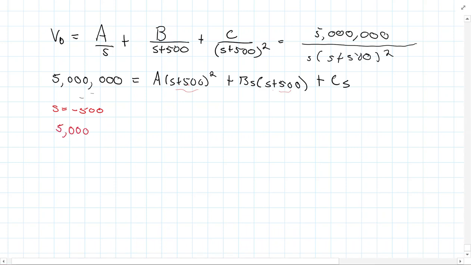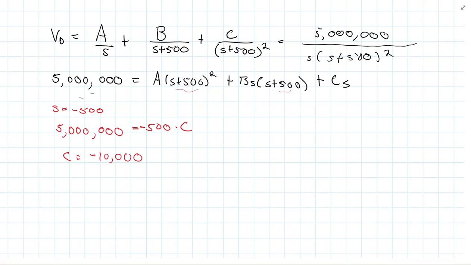5 million is equal to negative 500 times C. And then, of course, when we do that, we get negative 500C, and we get that C is equal to negative 10,000. So we figured out C. Great. Now we need to figure out another one.